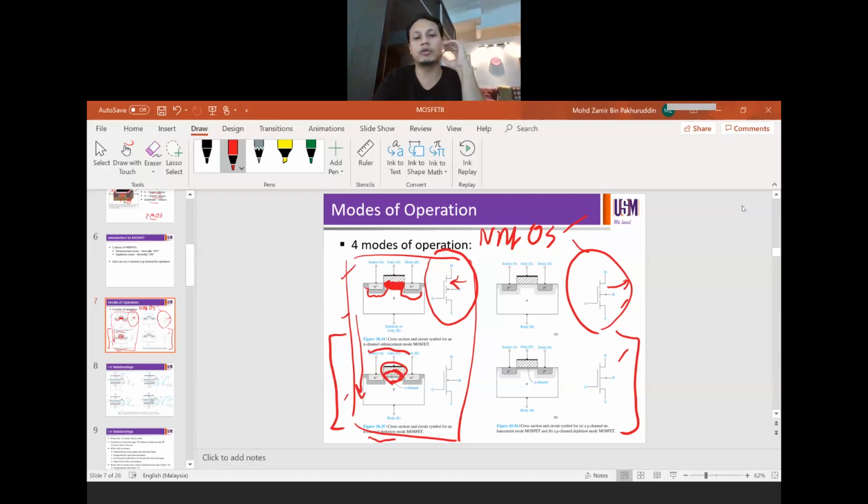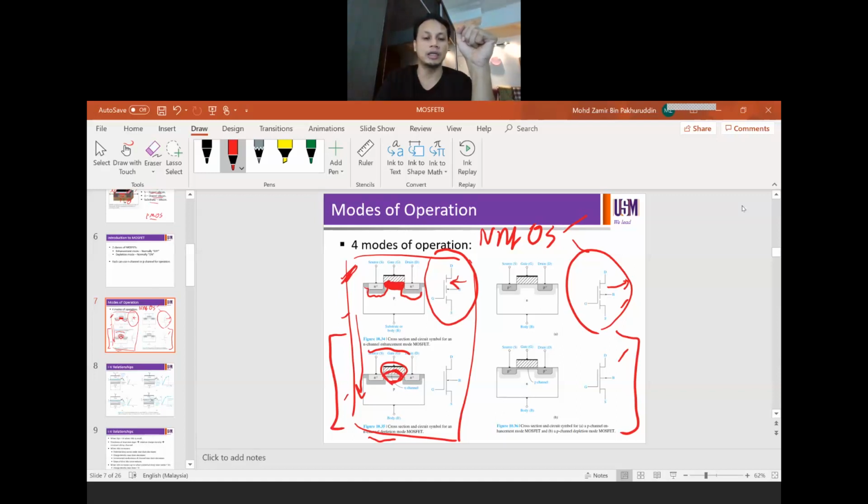So if you look into enhancement here, since you don't have doping of the channel beforehand during the fabrication, you need to induce formation of the channel. Therefore, it's a normally off transistor. You need to apply VG to be able to turn on the transistor.